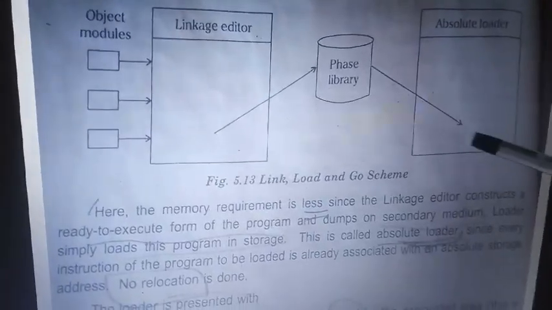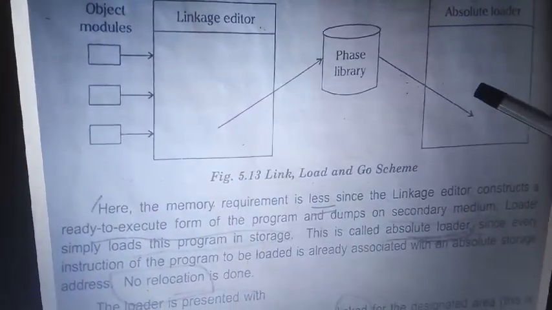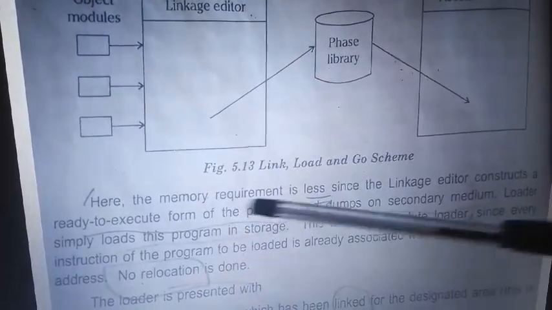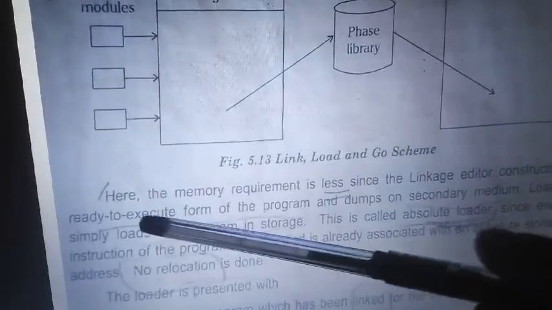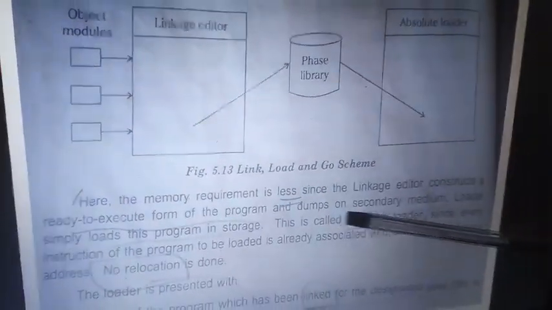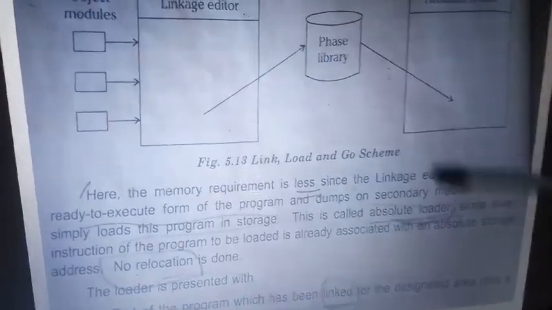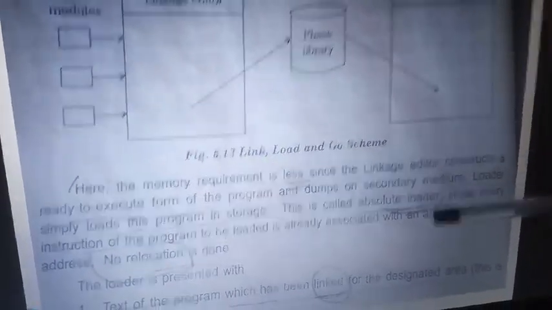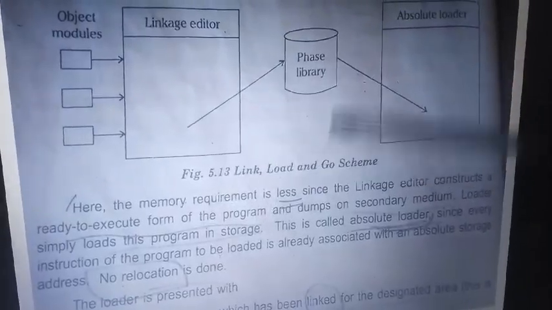Only task is loading. So loading does not have much memory requirement, loading program. Clear? Because you can see that memory requirement is less, because the editor constructs a ready-made program and stores it in secondary memory. That is called a phase memory, phase library. Clear? And the loader simply loads. So this is called an absolute loader, which simply loads according to the linked program. What is the linked program, phase library given, in the same way it is loaded.